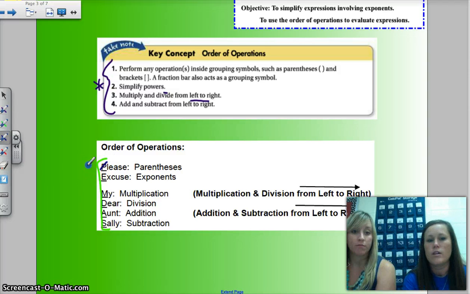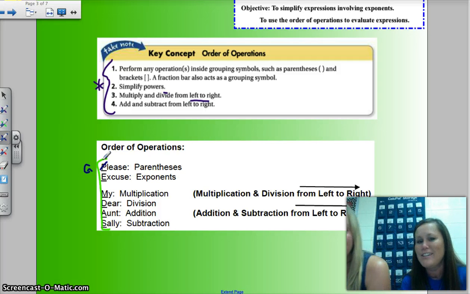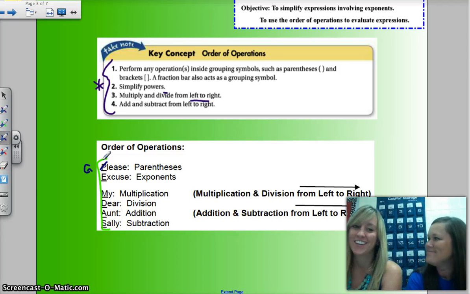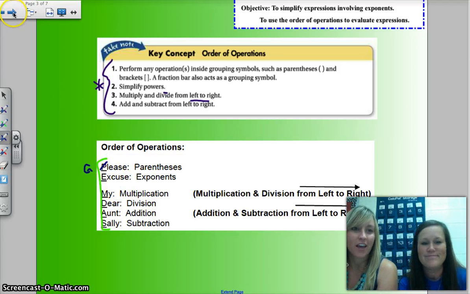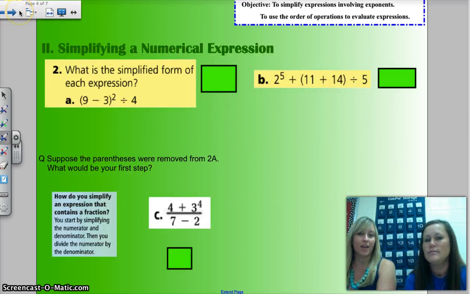A G. So it's not, please excuse my dear Aunt Sally. It would be, geez, excuse my dear Aunt Sally. Throw you a little shade there. That's good. You should be embarrassed. Okay, we got it. G's excuse my dear Aunt Sally. Okay, moving on.